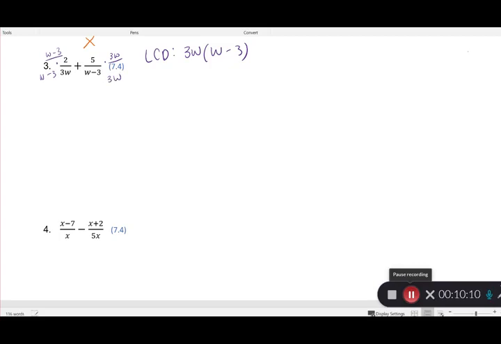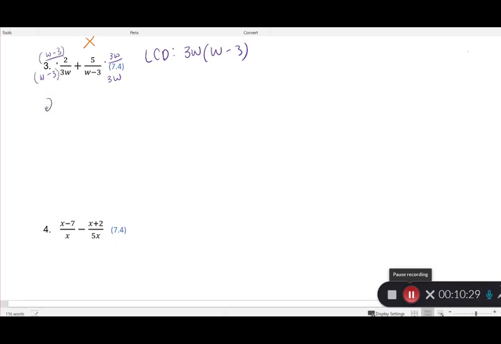You cannot clear fractions because this is an expression, not an equation. So when we get a little bit further along, maybe 7.5, 7.6, we can clear fractions because we have an equation that has an equal sign. When it's an expression, you cannot do that. So please remember. I'm going to put parentheses here around this.